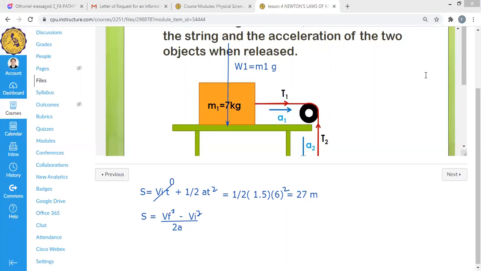Now, what is the question of the problem? What is the problem asking? We want to find the tension on the strings, T1 and T2, and we also want to find the acceleration.